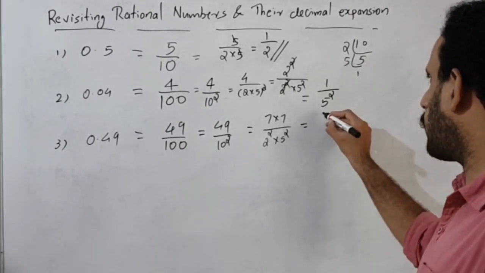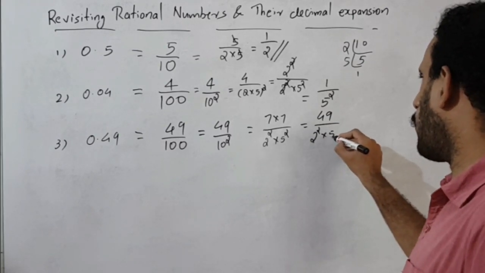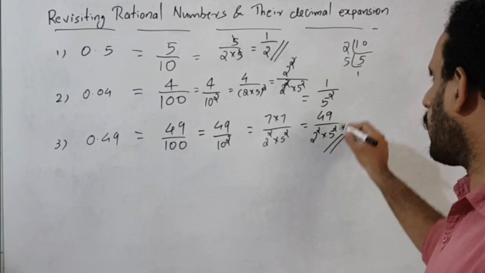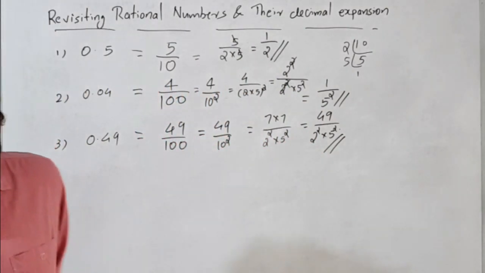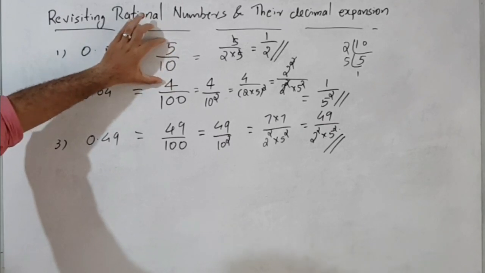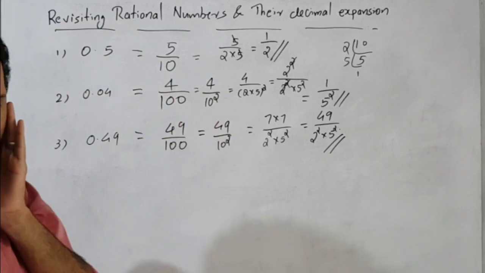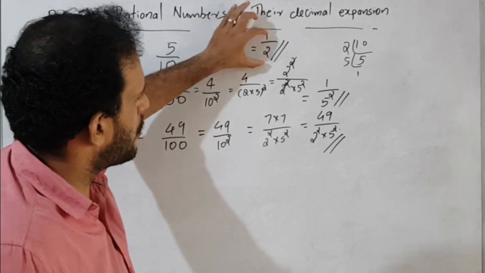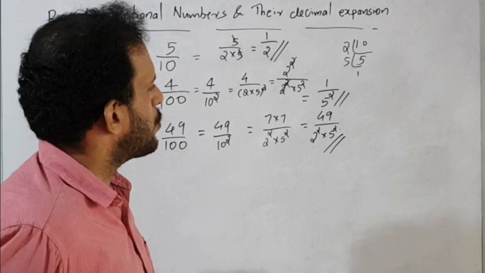So we write like this: 49 by 2 square into 5 square, or 7 into 7 by 2 square into 5 square. Correct? So, what we got here, we do the question like this. First we have a decimal expansion that we convert in the form of p by q. Then after, we factorize the numerator and the denominator. Correct? And finally we got the answer like this: 1 by 2, 1 by 5 square, 49 by 2 square into 5 square.